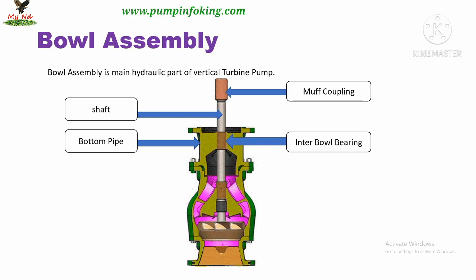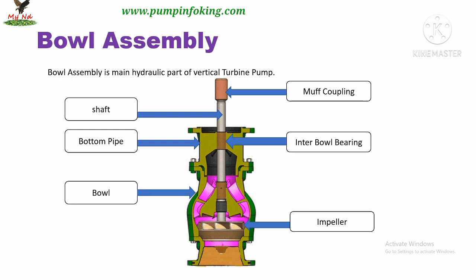Next one is the interbowl bearing. Interbowl bearing gives support to a shaft and reduces friction. Next one is the bowl. Bowl is the house of diffuser, impeller and the neck ring.